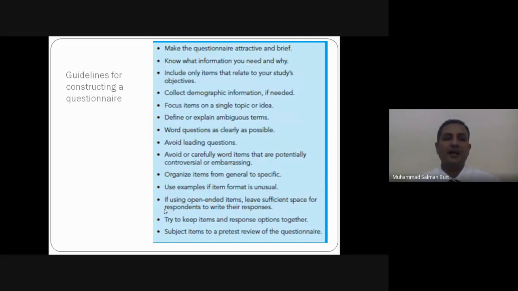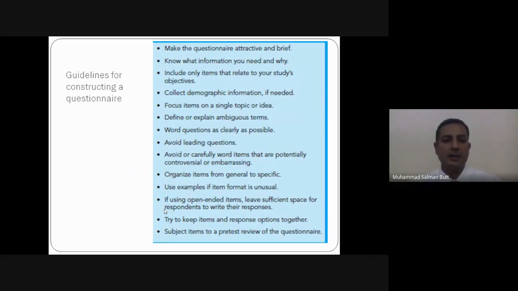And there are some guidelines to construct a good questionnaire. The first one given in your book is to make the questionnaire attractive and brief. That means the questionnaire has to be short, and it has to be attractive so that it attracts the attention of the participant. The second is know what information you need and why. It has to be related to your research question. You should not ask anything which is not relevant to your research question. The third is include only items that relate to your study's objective.